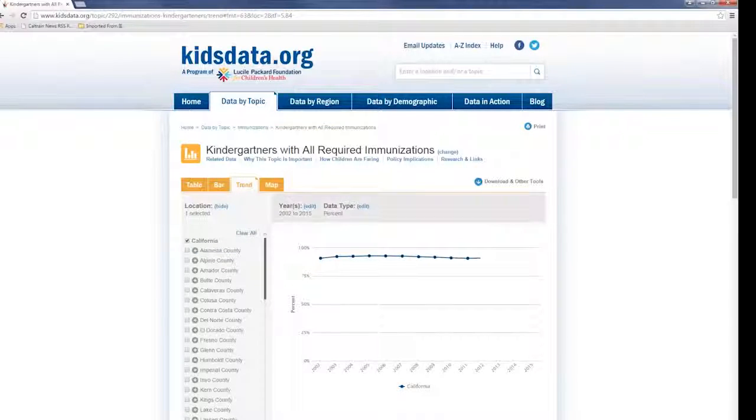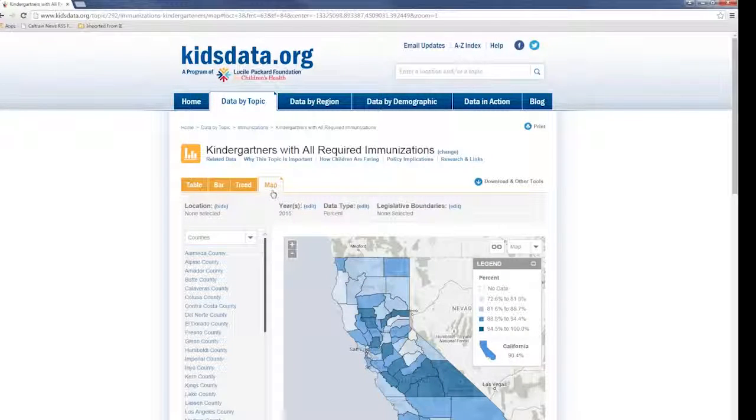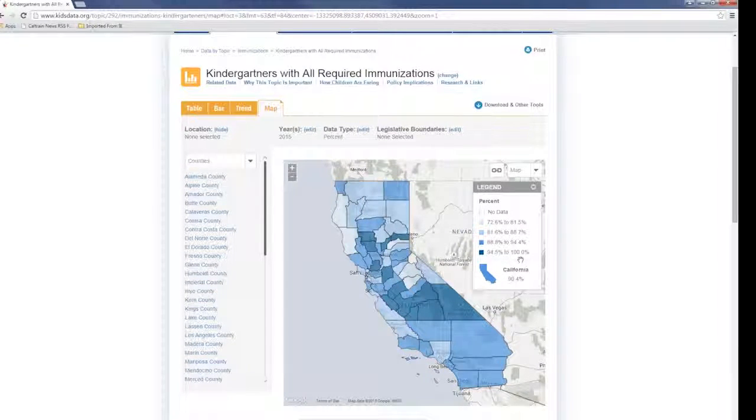And this is slightly down from 2005, when 93% of kindergartners had all required immunizations. You can see the slight downward trend. Among counties with available data in 2015, the percentages ranged widely at the county level, from 72.6% all the way to 100% in some of these more central California counties.